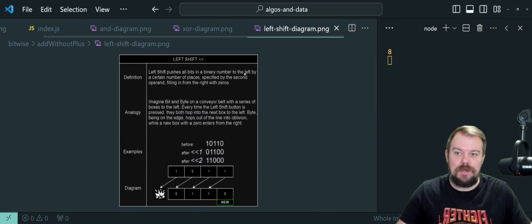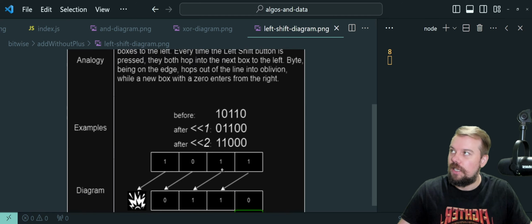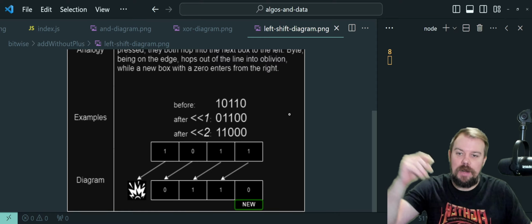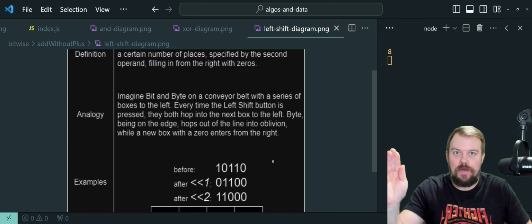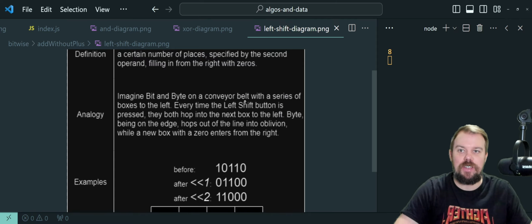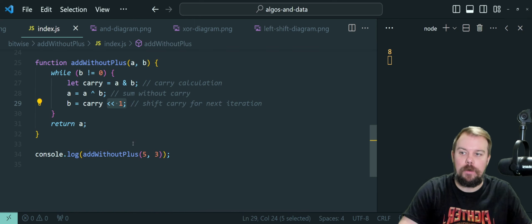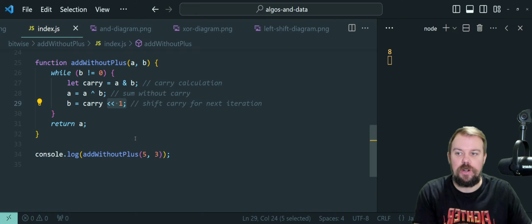Oh, and don't forget left shift is fairly straightforward. It basically will take an input and shift it to the left. So basically, it'll add a 0 at the beginning of the binary number, and it will shift all the other bits 1 spot to the left, blowing up whatever's on the left-hand side if it needs to. Just think of it like a conveyor belt that's adding zeros at the beginning and shifting everything to the left by however many positions you specify after the operation. In our case, we're moving that 1 over to the left over and over again in our carry.